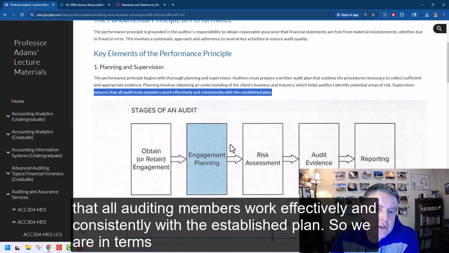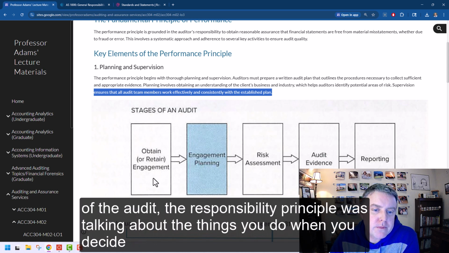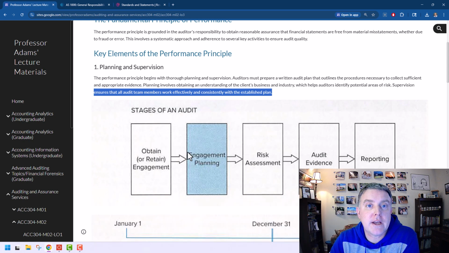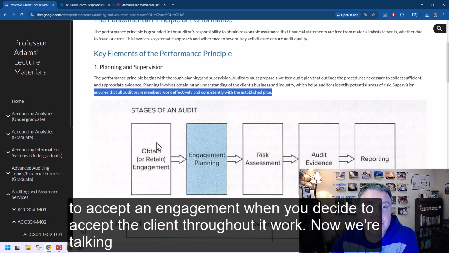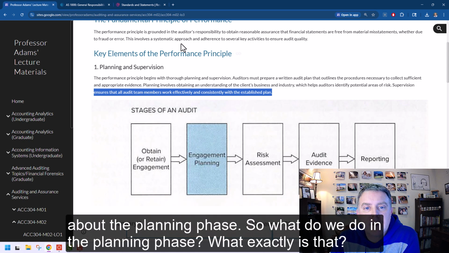In terms of the audit, the responsibilities principle was talking about the things you do when you decide to accept an engagement, when you decide to accept a client for audit work. Now we're talking about the planning phase. So what do we do in the planning phase? What exactly is that?